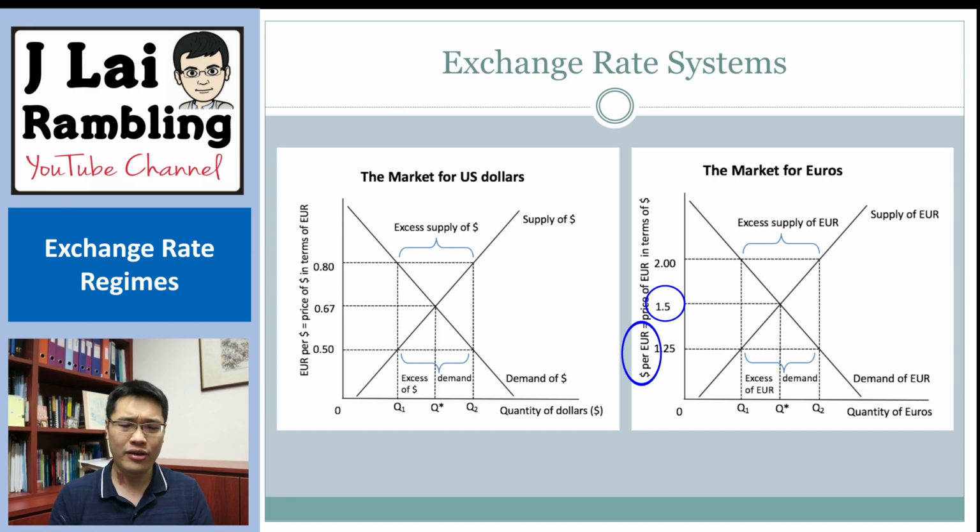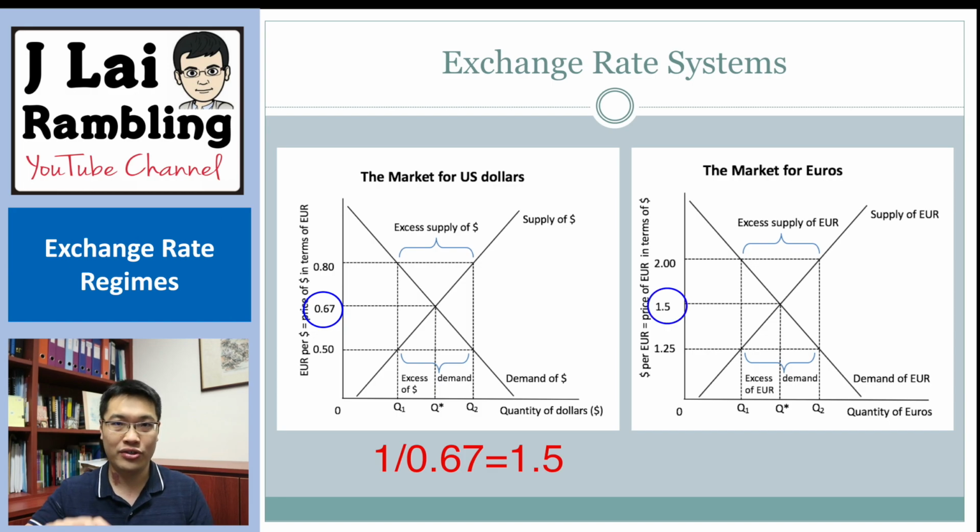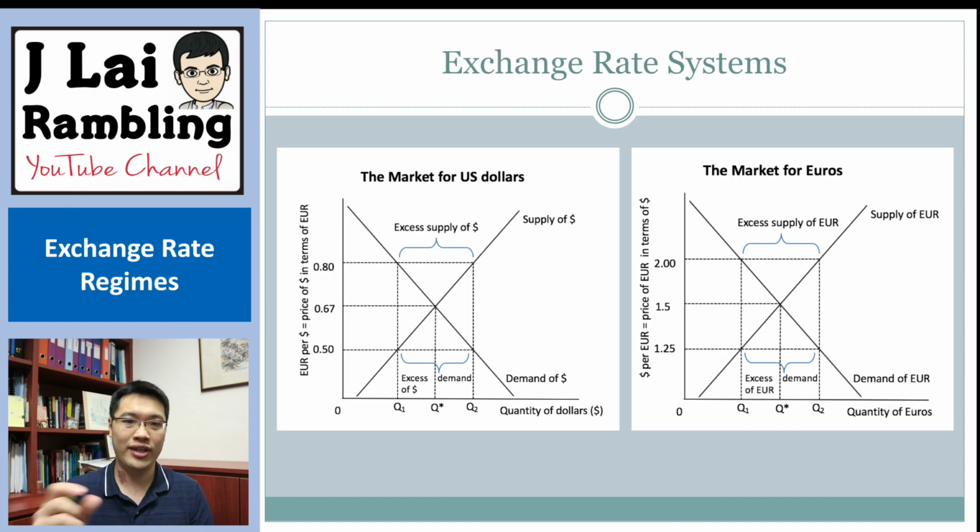Now, how did we get this number? This is basically the same as 1 over 0.67. Remember, all we need to do in order to convert the exchange rate from one to the other is just take the reciprocal, 1 over that value.